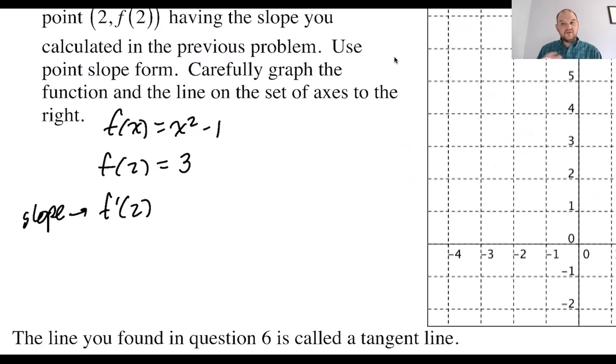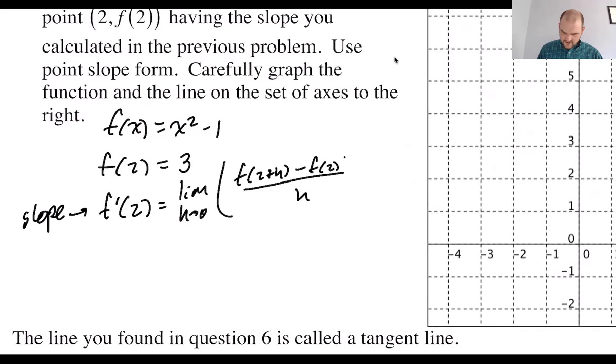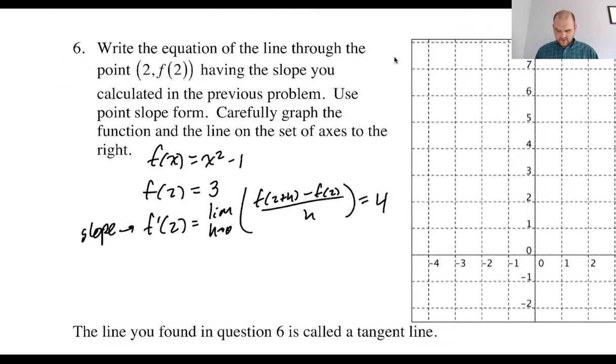It always has a lot of meaning, but we found it by taking the limit, so maybe I'll just write it out. It's the limit as h approaches 0 of f of 2 plus h minus f of 2, divided by h. We did all the work and we got 4. So we know that the slope's going to be 4.